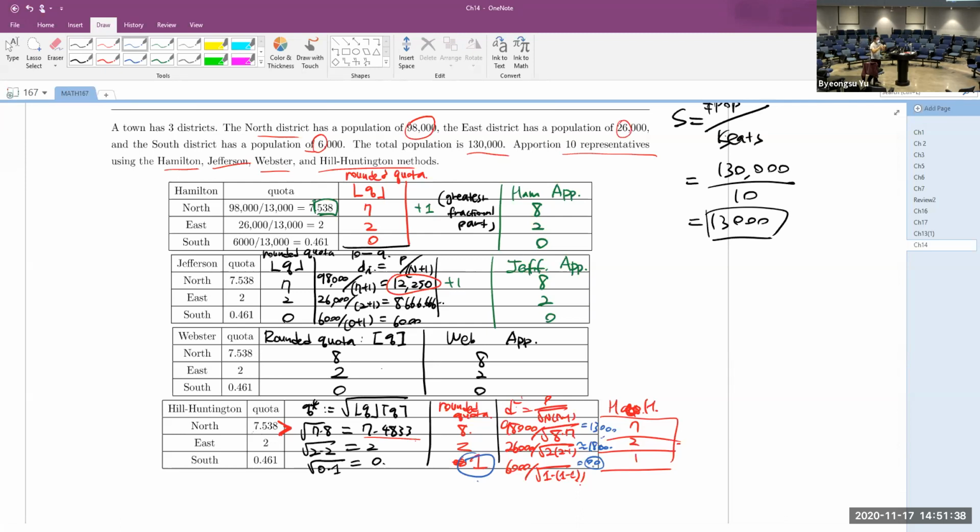But in the Hill-Huntington procedure, if we need to decrease our seats, because here the number of seats is 11, but we only have 10 seats, so we need to decrease our seats, right? Then what we need to choose is the lowest. Yes, and if you count infinite, that's okay, because infinite is greater than any number, right? So just picking the lowest number, then you're fine.